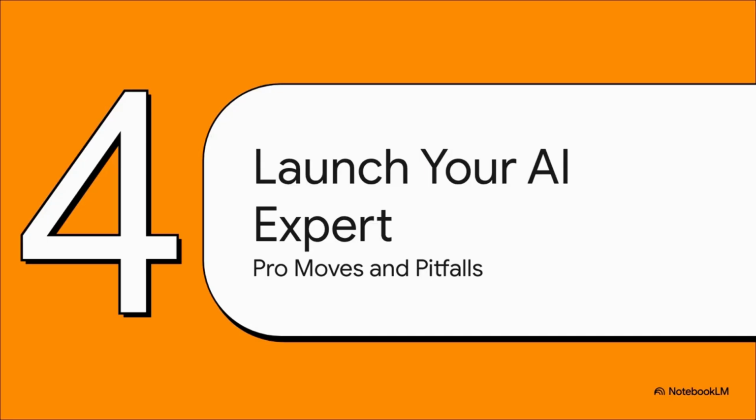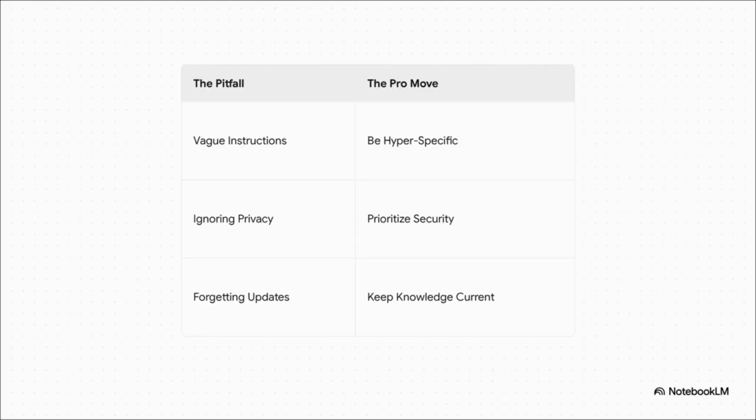Excellent. Now that you've got an idea percolating, let's make sure that when you do launch it, it's a huge success. Here are a few pro moves to make and some pretty common pitfalls you'll want to avoid. You know, the biggest pitfall I see is people giving vague instructions. The pro move? Be hyper-specific about the AI's role and its limitations. And please, don't ignore privacy. You have to prioritize security and decide what data is safe to use. And finally, don't let its knowledge get stale. As your business changes, you have to make sure you keep its knowledge base up to date.